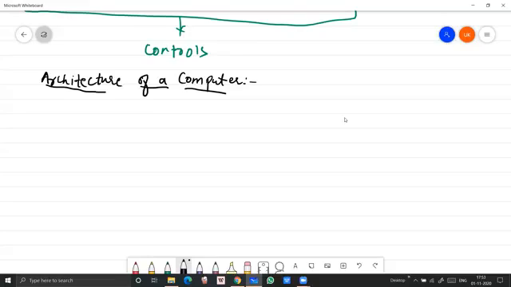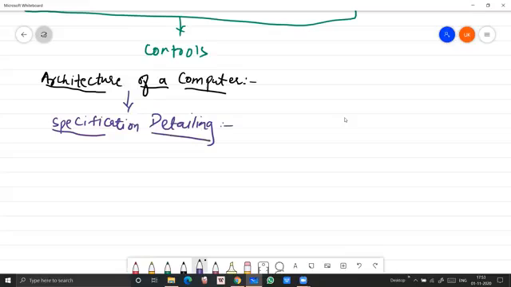In architecture of computer, we have studied that computer architecture is a specification detailing how a set of software and hardware technology standards interact to form a computer system. In short, computer architecture refers to how a computer system is designed and how it works.